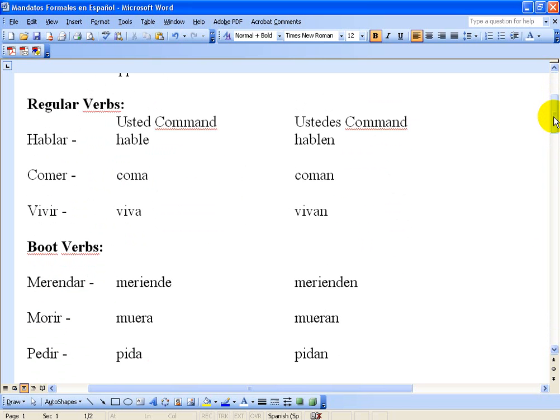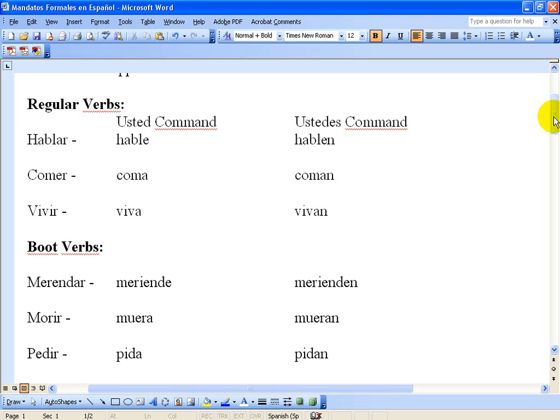So merendar, again, think about what the yo form is. You'll see more why we're doing the yo form here in a bit, but let's still think about that. So merendar is a boot verb where the E changes to IE, means to snack. So meriendo is the yo form. We're going to keep that stem change, the IE there in the middle, and then we'll go to the opposite end. And so meriende, merienden are the commands for merendar.